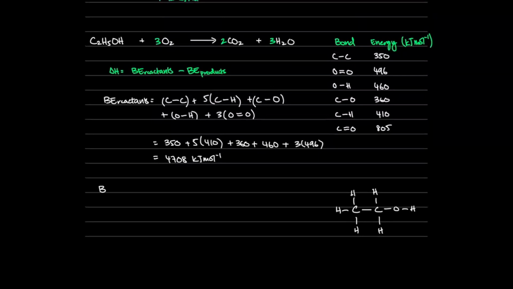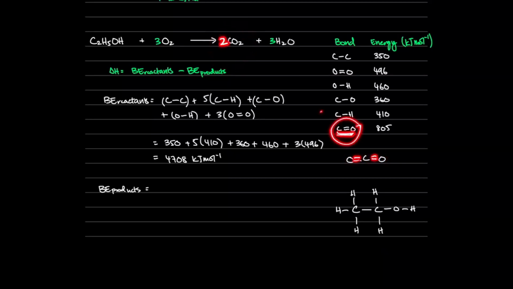Now bond energy of products. अब प्रोडक्ट्स में आपके पास दो कार्बन डाइऑक्साइड है. कार्बन डाइऑक्साइड में क्या होता है? रिमेंबर, कार्बन 4 बॉन्ड बनाते हैं, ऑक्सीजन 2 बनाते हैं. तो कार्बन डाइऑक्साइड में कार्बन इज मेकिंग 4 bonds. डबल बॉन्ड विद वन ऑक्सीजन, डबल बॉन्ड विद द अदर ऑक्सीजन. सो यू हैव 2 C डबल बॉन्ड O, राइट?